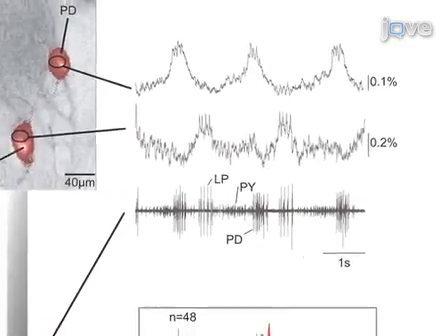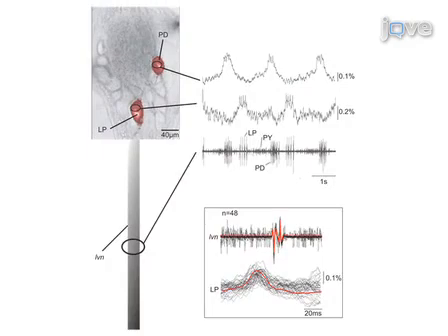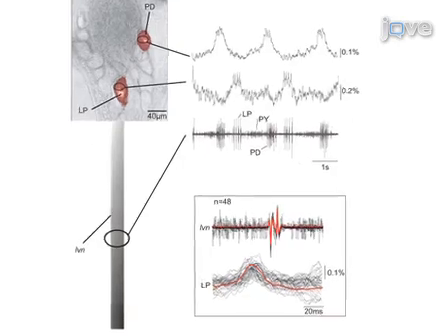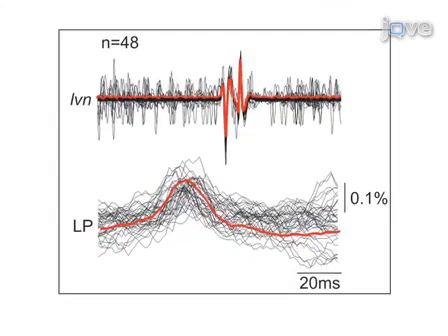The LP and PD neurons are part of the pyloric central pattern generator of a crab stomatogastric ganglion and are mutually inhibitory. Their optical recordings can be matched well to the extracellular recordings of the LVN. The inset at the bottom shows an overlay of several sweeps of LP action potentials and their average, demonstrating the match between optically and electrically recorded activities.